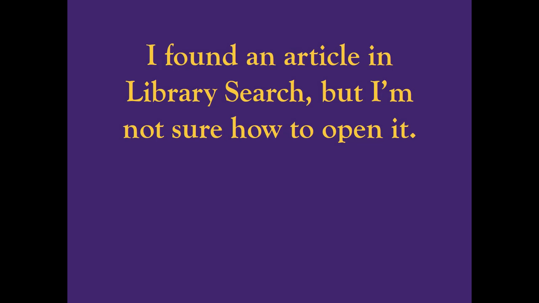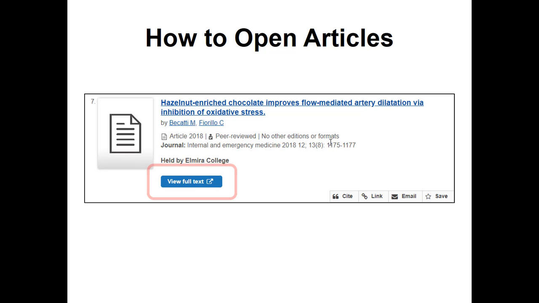Here's how to open full-text articles in Library Search and the library's databases. In Library Search, you'll see a View Full Text button. If you don't see one of these buttons, ask at the Library Services desk about getting the article through interlibrary loan. This is true even if it says that the item is held by Elmira College.